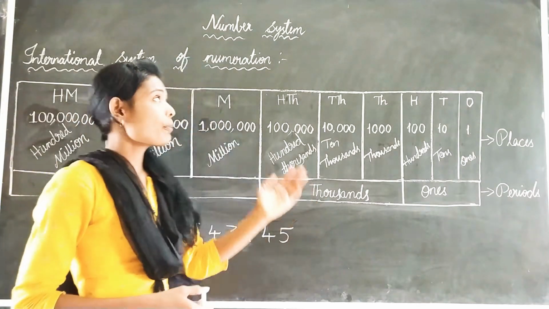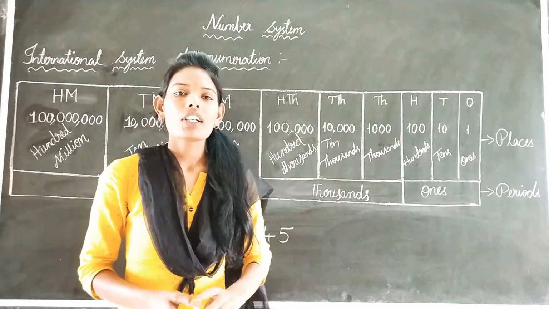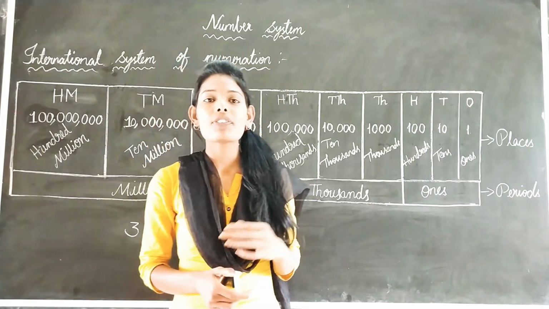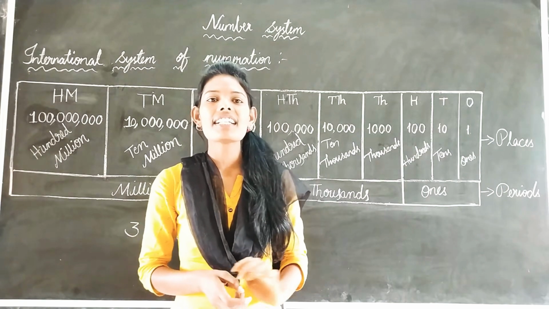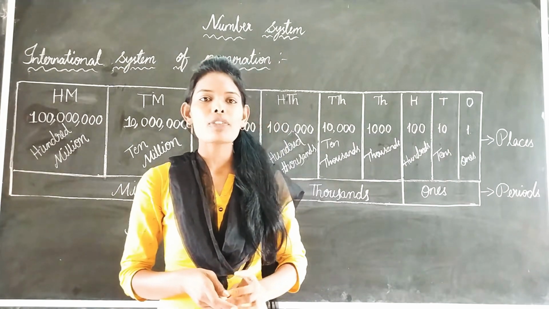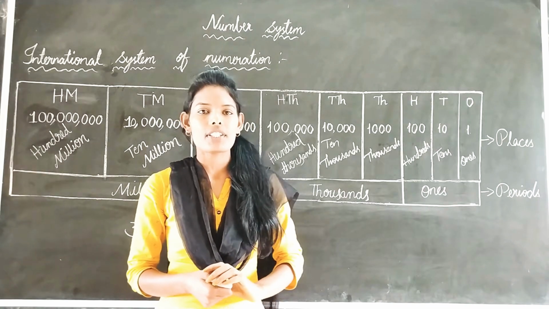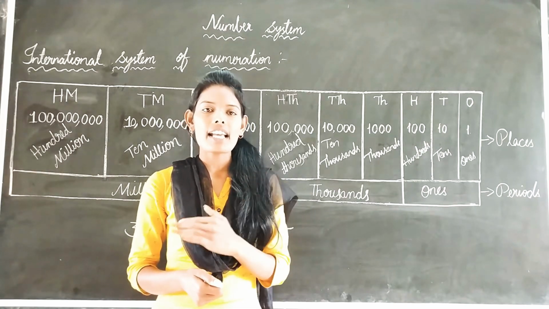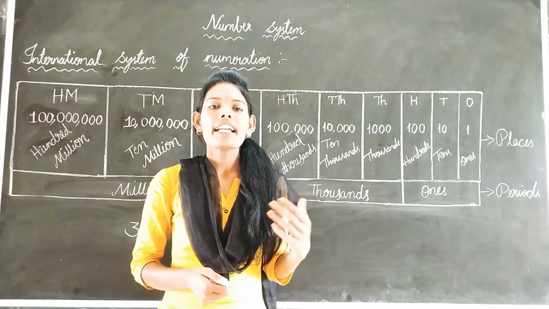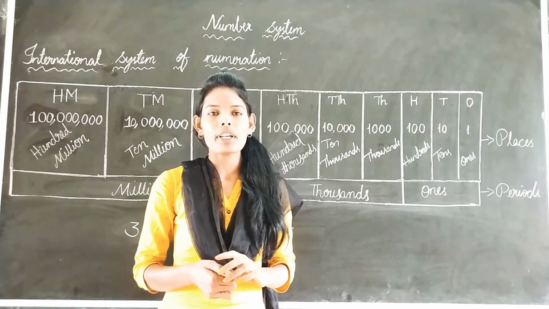Today's chapter name is number system. To read large numbers, we have two systems of numeration. One is the Indian system of numeration, and another one is the international system of numeration. In this class, we are going to learn about the international system of numeration.